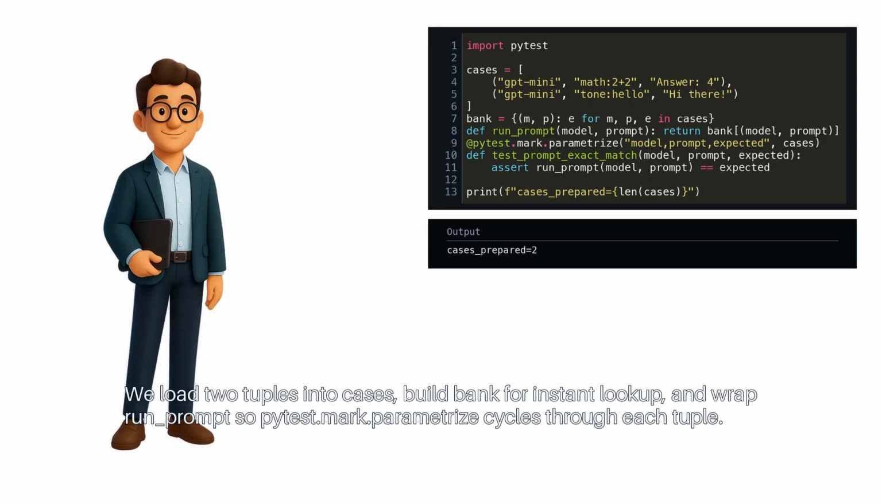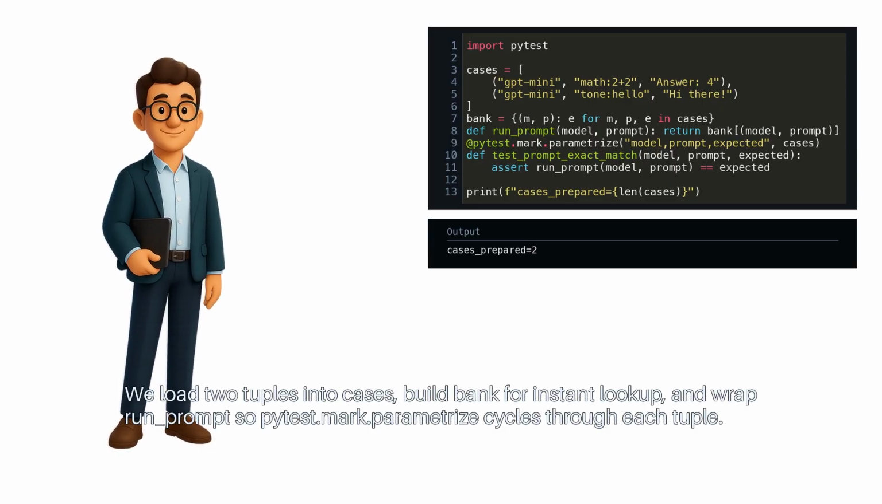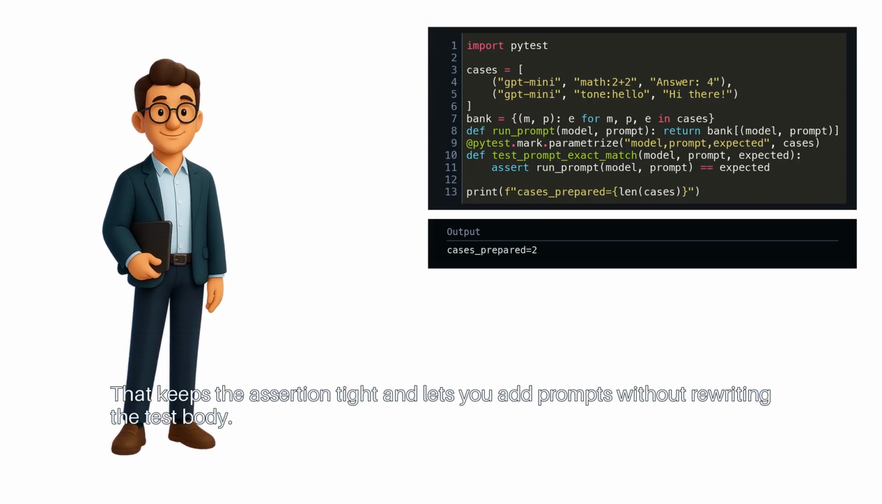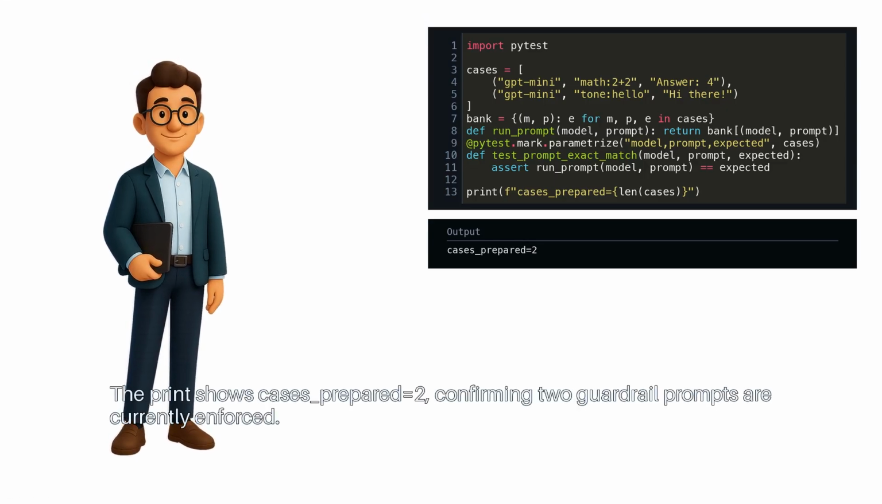We load 2 tuples into cases, build bank for instant lookup, and wrap run prompt so pytest.mark.parametrize cycles through each tuple. That keeps the assertion tight and lets you add prompts without rewriting the test body. The print shows cases prepared equals 2, confirming 2 guardrail prompts are currently enforced.